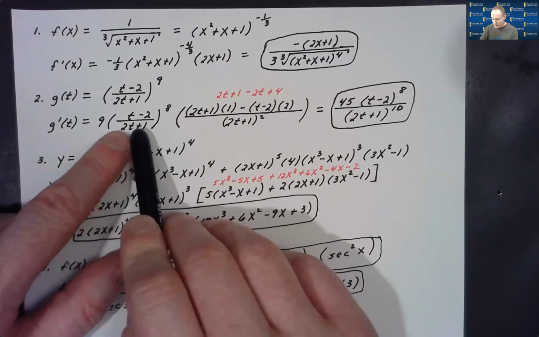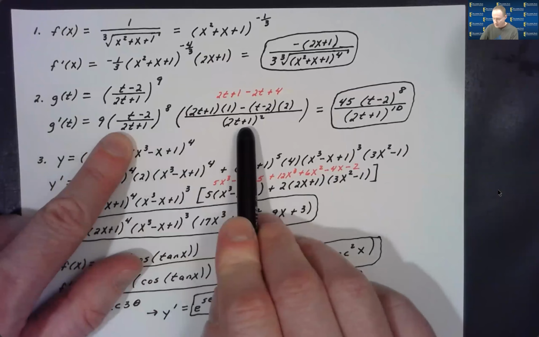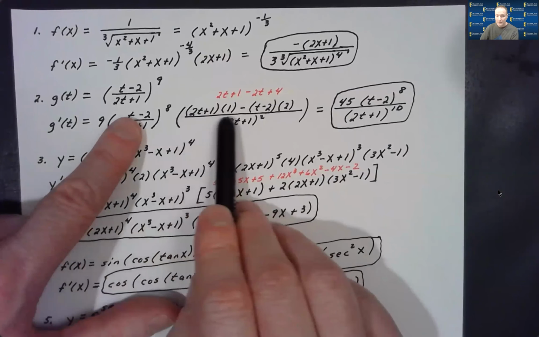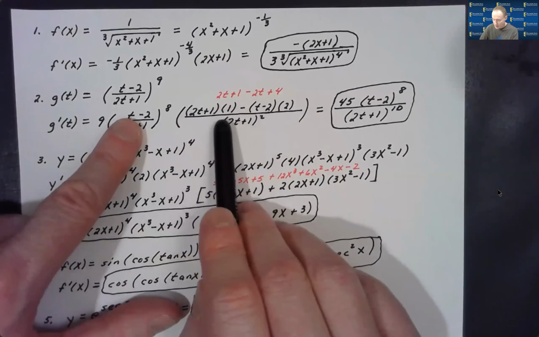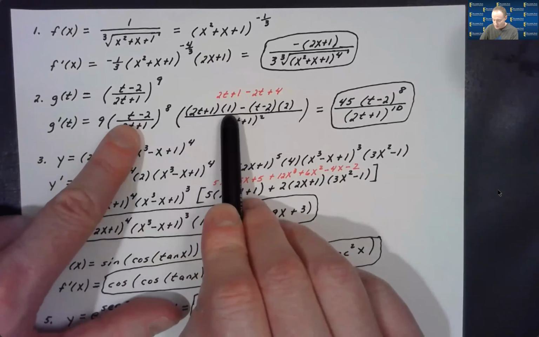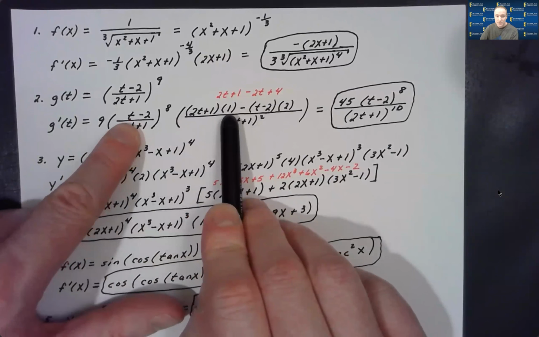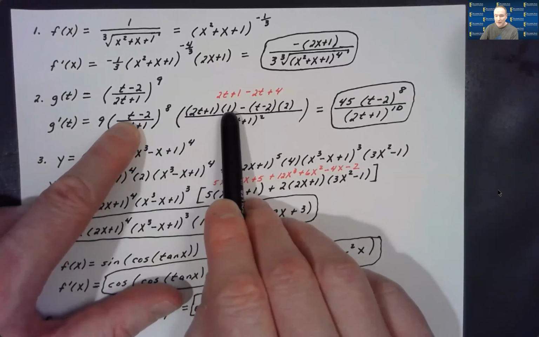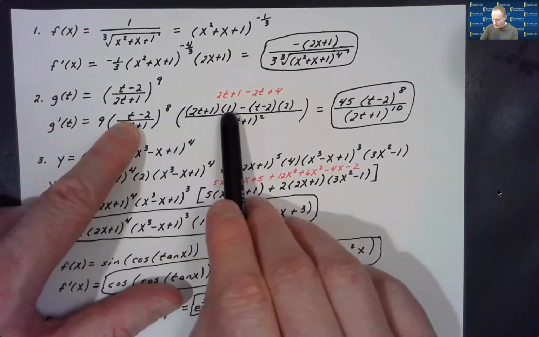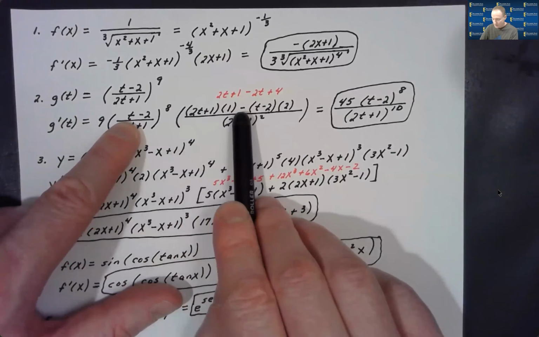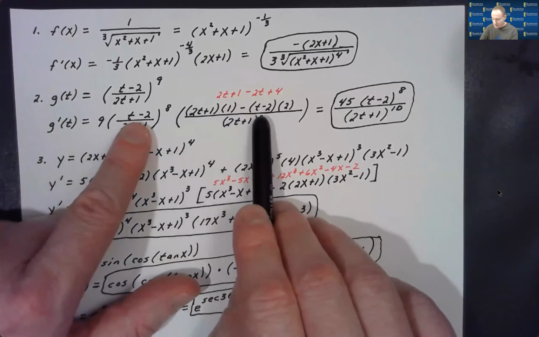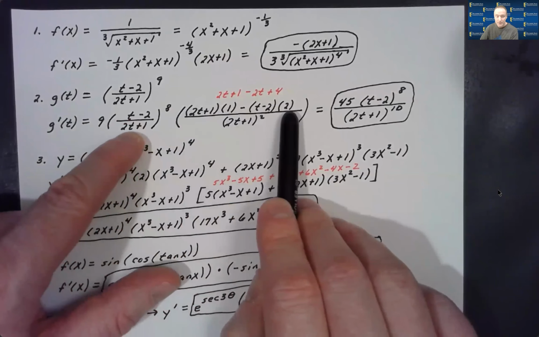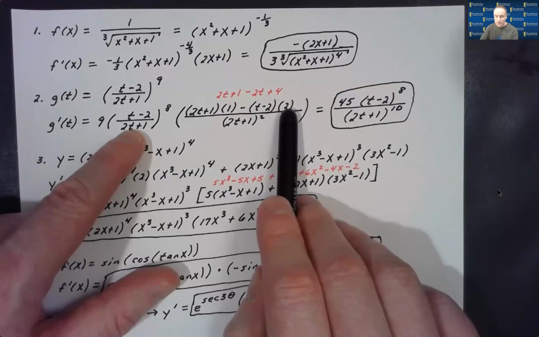So I went in and I said, okay, I'll square the denominator, bring the denominator to the numerator, multiply it by the derivative of the numerator. But the derivative of t minus 2 with respect to t is just 1. And then I said, okay, that's the denominator times the derivative of the numerator minus the numerator, t minus 2, times the derivative of the denominator, which again, with respect to t, that derivative is just 2.